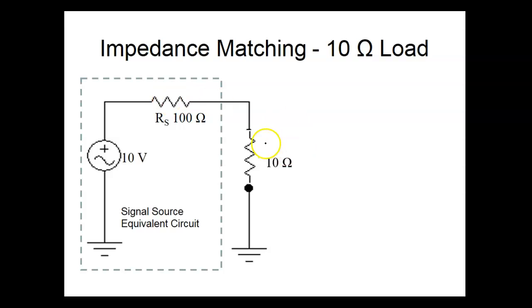So if we call this R, we'll call this RL. So VRL would be equal to 10 over 110. So it's the R you want, the voltage drop you want, divided by the total resistance, and then we'll multiply this times 10 volts.